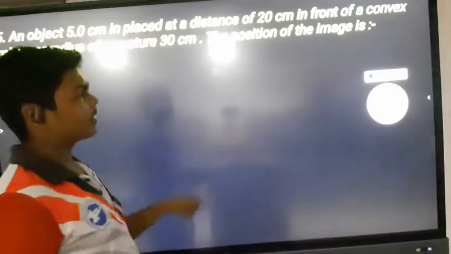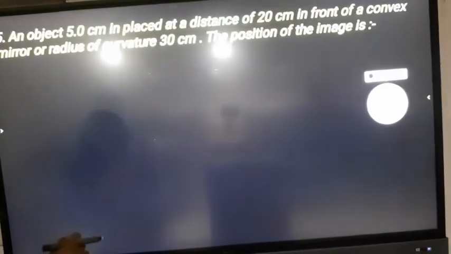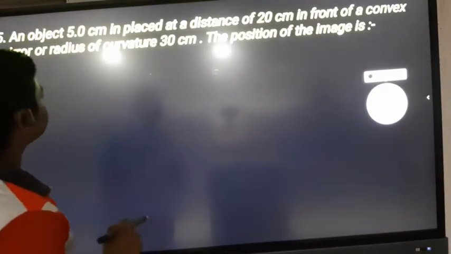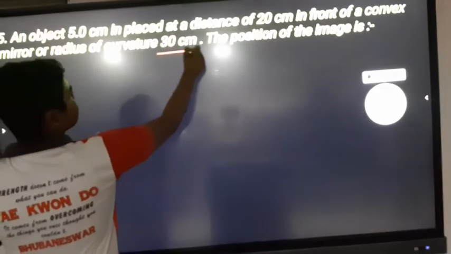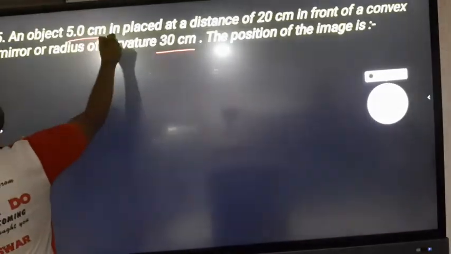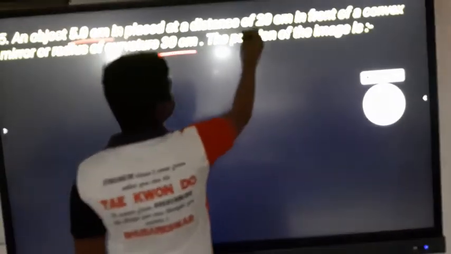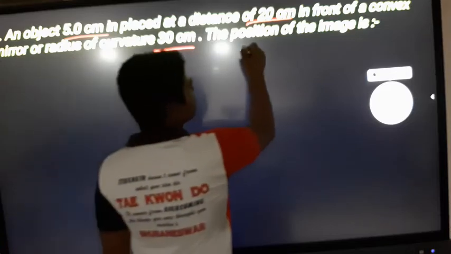So we are asking that an object 5 centimeter is placed at a distance of 20 centimeter in front of a convex mirror. So here it came convex mirror in place of concave lens, of radius of curvature 30 cm. So a radius of curvature given and object distance given. Object distance is 20 centimeter in front of the convex mirror. Then we have to find the position of the image.